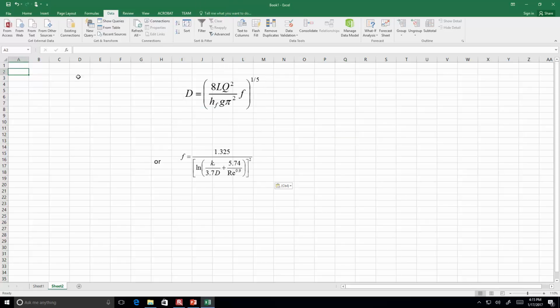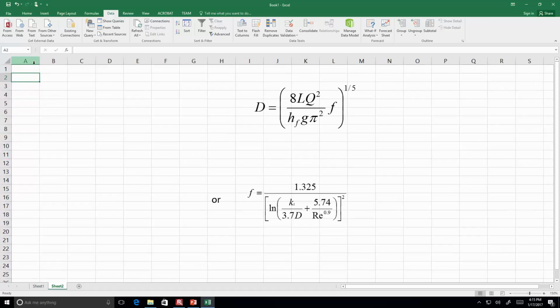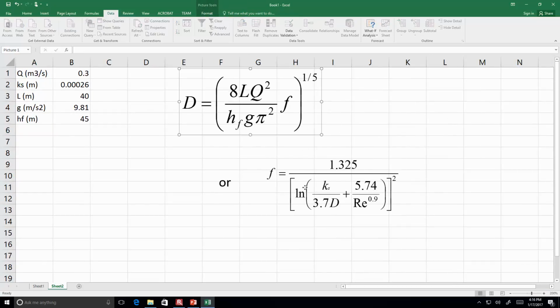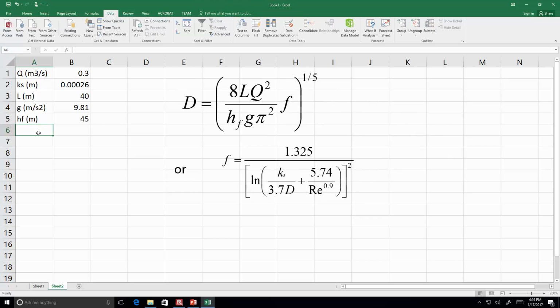All right, so I'm going to put in some givens. Our flow rate from the problem description in terms of cubic meters per second is 0.3, because it said 300 liters per second. And now we have the K sub S. I'm going to write this one in terms of meters, 0.00026. The length of the pipe section is 40 meters long. G, meters per second squared, 9.81. The H sub F, which is the head loss through the pipe, is 45. And the kinematic viscosity of water, meters squared per second, is 1 times 10 to the minus 6th.